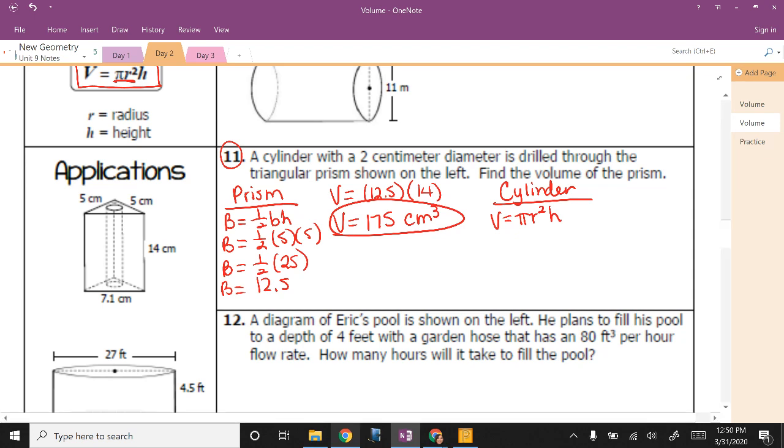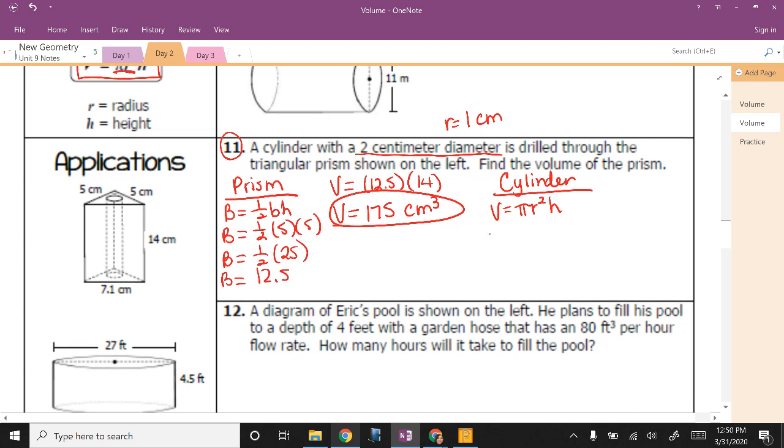It tells me the diameter. The diameter of that cylinder is 2 centimeters. So that means the radius has to be half of the diameter. So the radius will be 1 centimeter. There we go. So the volume is going to be pi times the radius squared, so 1 squared times the height. And the height of the cylinder is going to be the same as the height of the prism, which is 14 centimeters. So 1 squared is 1. So I'm going to type in my calculator, pi times 1, or you could leave the 1 off if you wanted to, times 14.